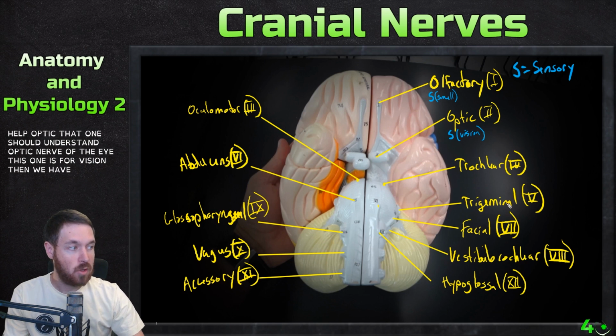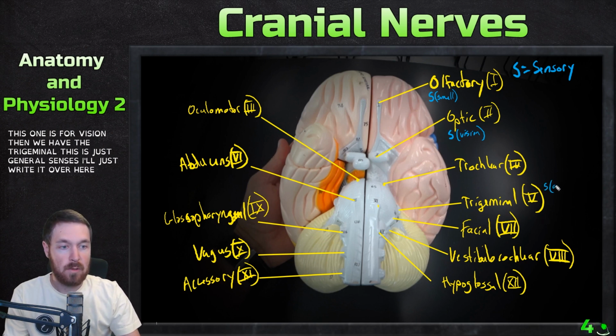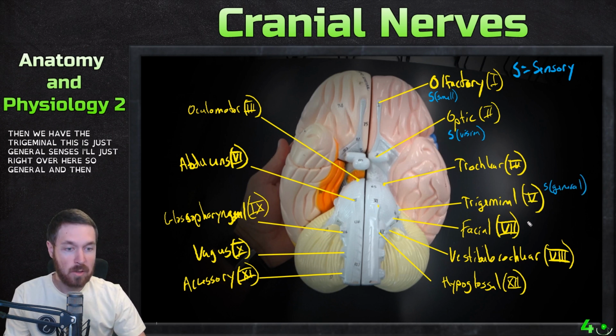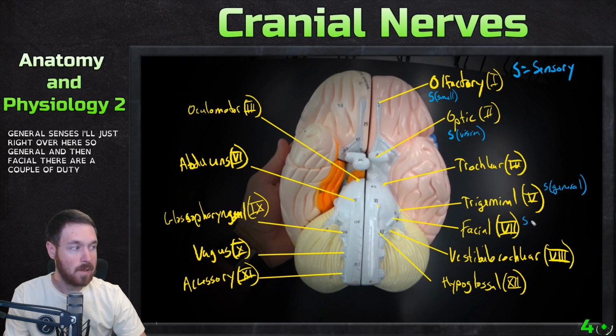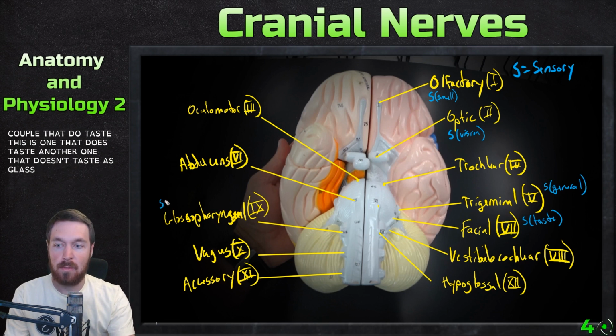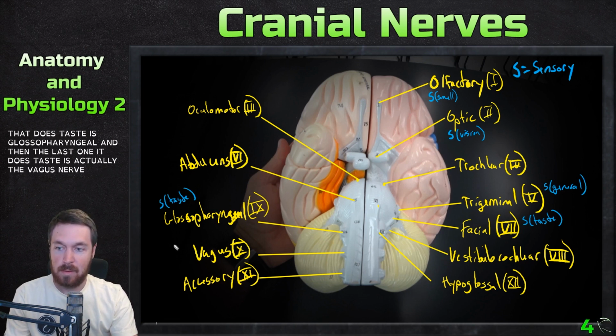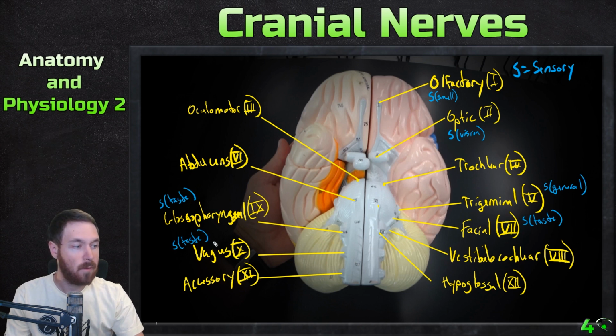Then we have the trigeminal. This is just general senses. I'll just write that over here. So general. And then facial. There are a couple that do taste. This is one that does taste. Another one that does taste is glossopharyngeal. And then the last one that does taste is actually the vagus nerve. So 3 different ones go to taste.